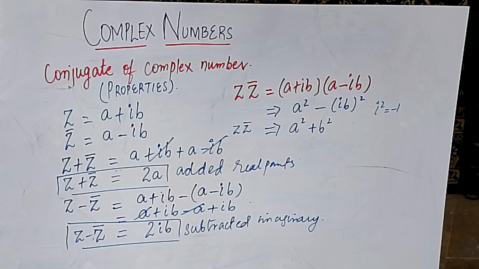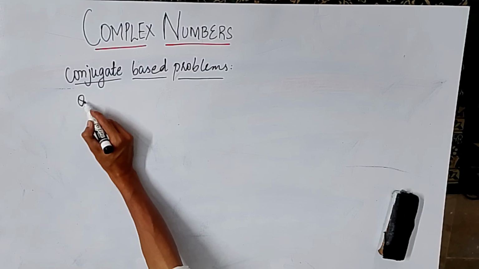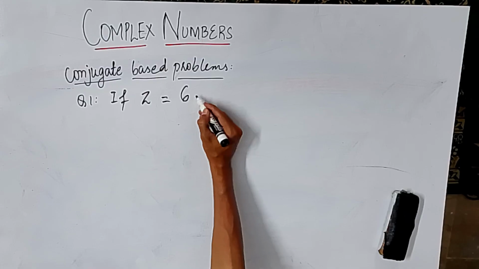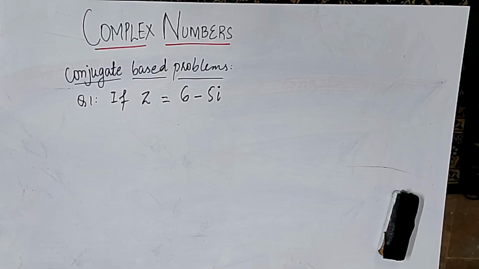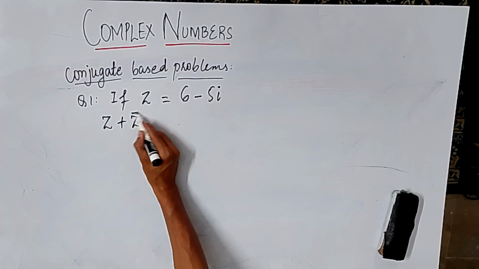So we can say that whenever we multiply a complex number with its conjugate, we get the final answer as a real number. There is no iota in the answer. So let's do some practice of it. Now let's apply these relations or properties in a question. Let's say we have a complex number 6 minus 5 iota. If the complex number is 6 minus 5 iota, find z plus z bar.